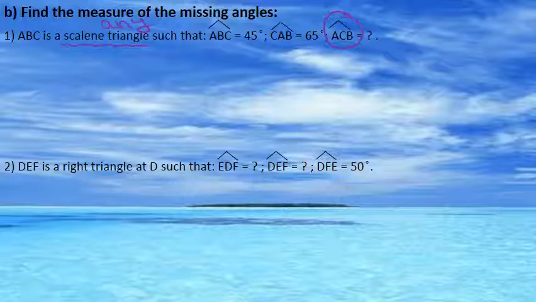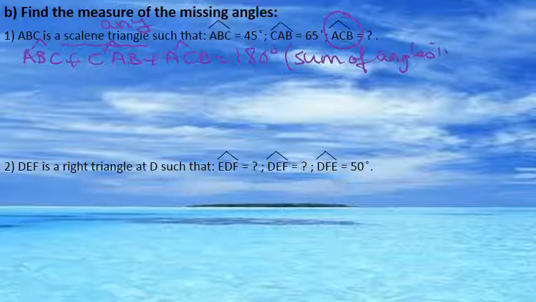We should start with the sum of angles in a triangle. So we write angle ABC plus angle CAB plus angle ACB is equal to 180 degrees. This is the sum of angles in a triangle. It's always equal to 180 degrees. Now we should replace the given angles.